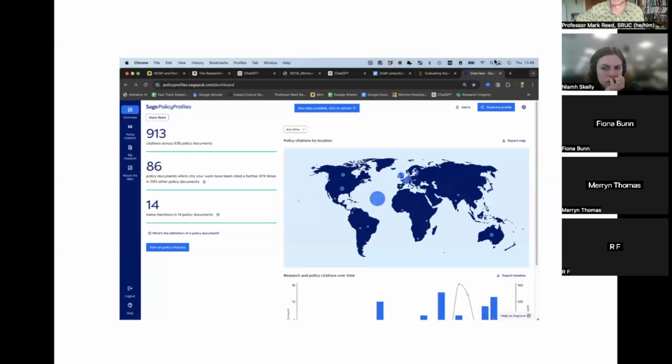policy citations. So for most mid to senior career researchers, you get multiple hits, but before you get very excited about this, it's worth digging into this. I think this is my one. And yeah, I do not have that many policy impacts. I wish.